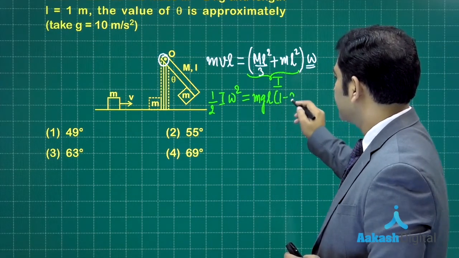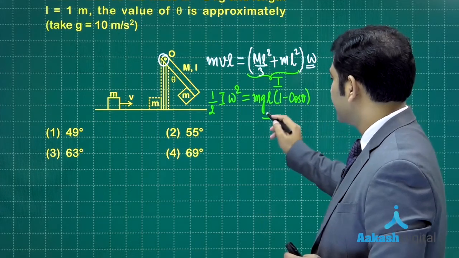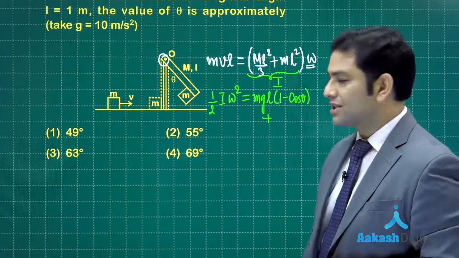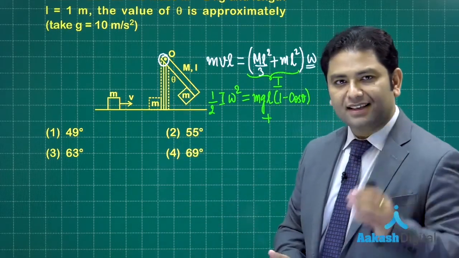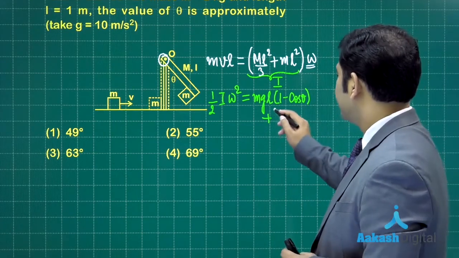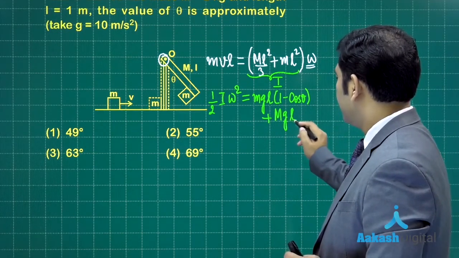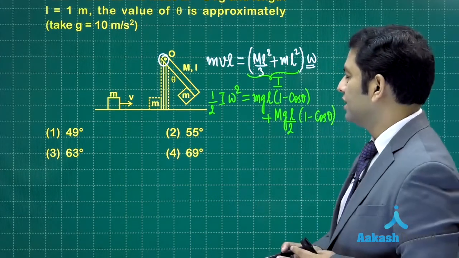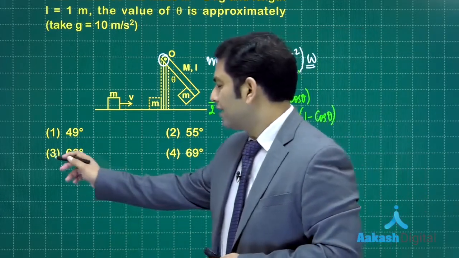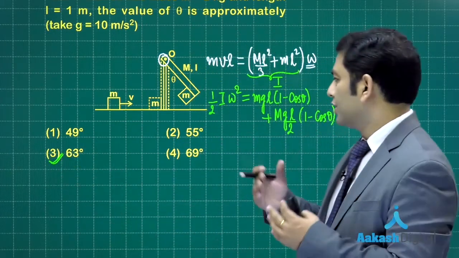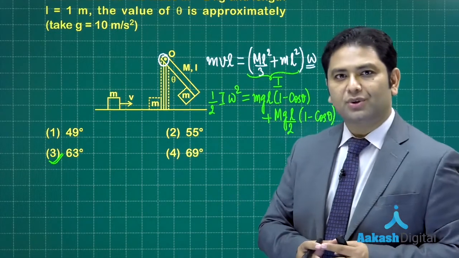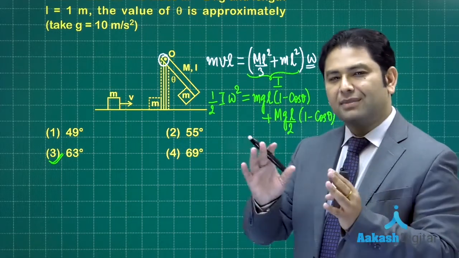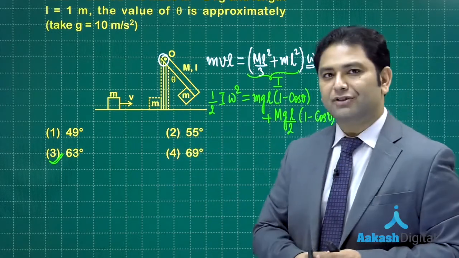mgL (1 minus cos theta) plus the rise in potential energy for the rod. For gravitational potential energy, we concentrate at the center of mass, right? So this is mg L by 2 again into (1 minus cos theta). So this is what you need to do, and the answer would come very close to 63 degrees. What you can do is that cos 60 is 1 by 2, so the value would be slightly lesser than 1 by 2. So you can make an easy guess. It's not such a big trouble.